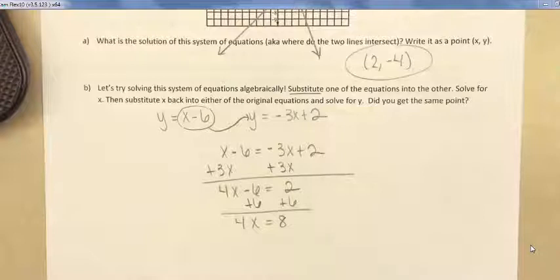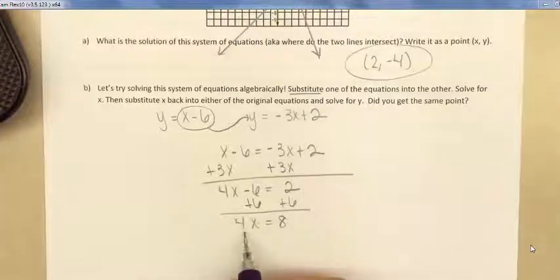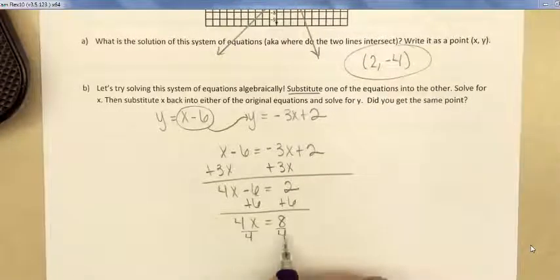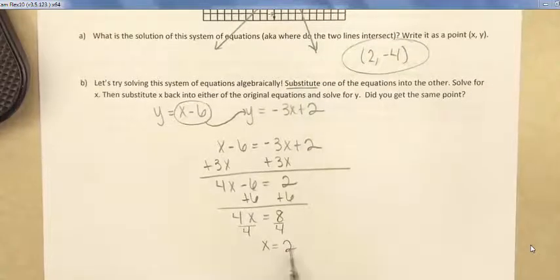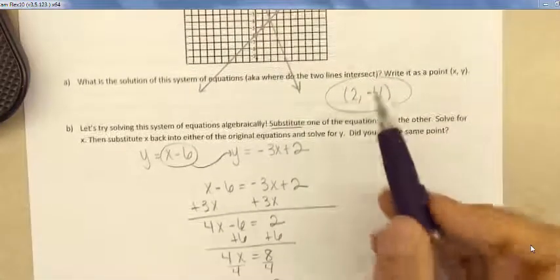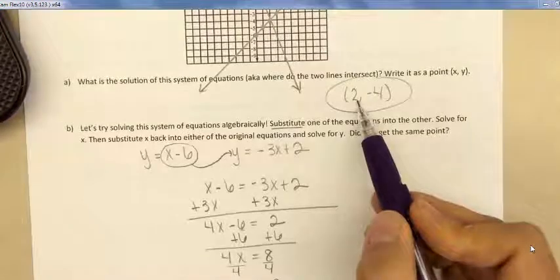Now thinking about still getting x by itself, so it's being multiplied by 4, so I'm going to divide both sides by 4. Okay, so I solve for x. That's the x value where they intersect, right?